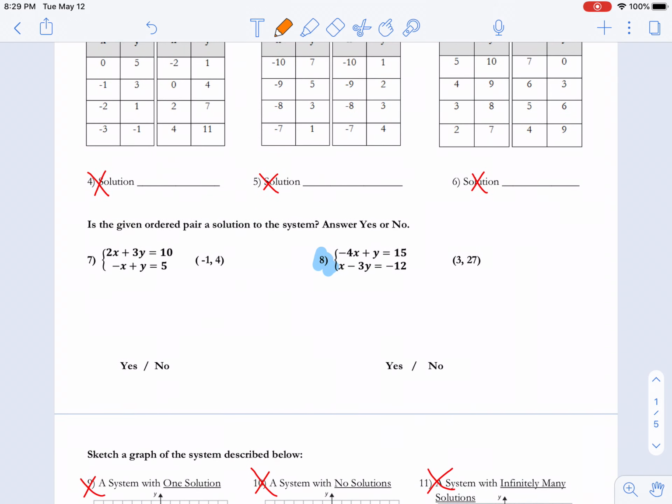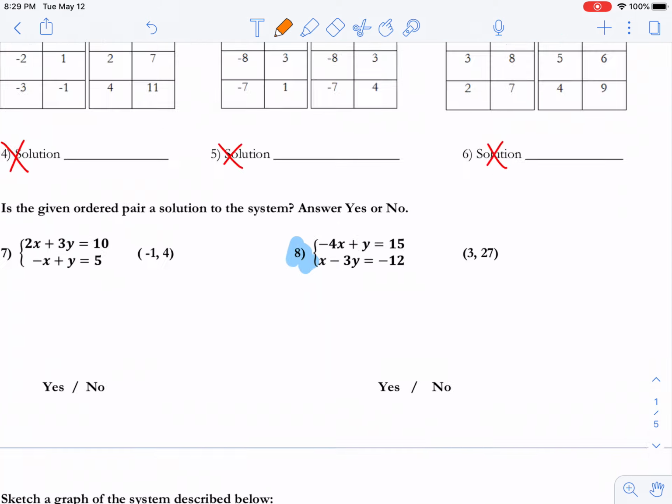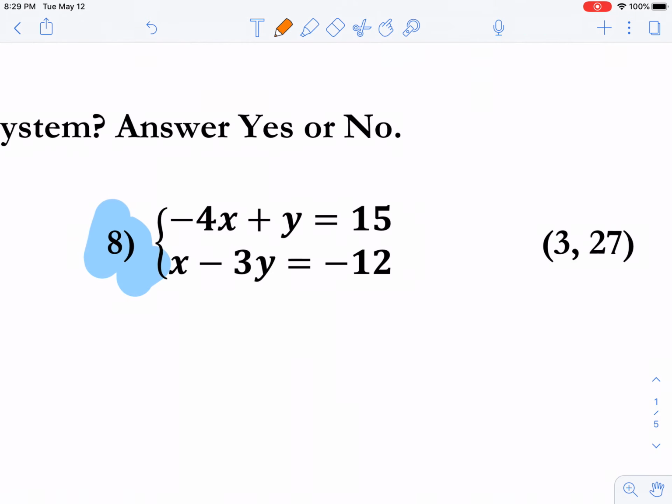Moving on, I'm next going to do number 8. It says, given the ordered pair, decide if it's a solution, yes or no. There are two ways to go about this. I could solve the system using elimination or substitution and then see if this is the answer. But a way that might be a little quicker is by plugging in. If I plug in my x value of 3 and my y value of 27, I can check to see if I get a true statement.